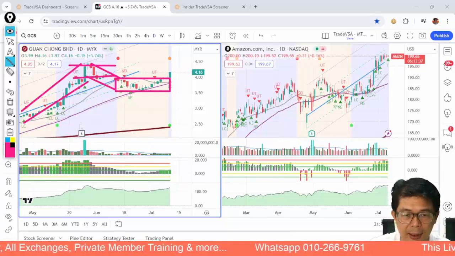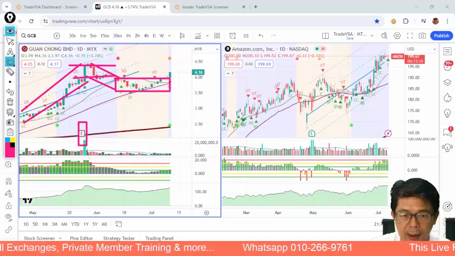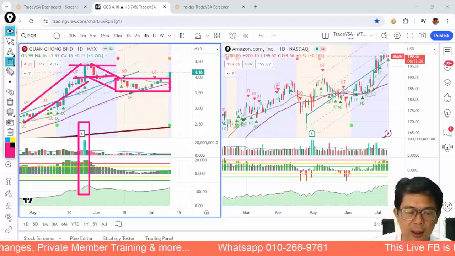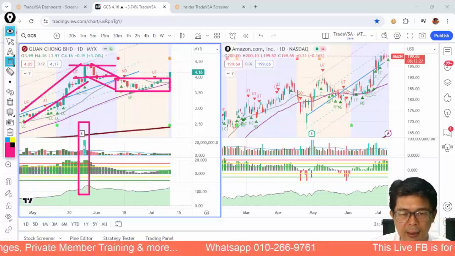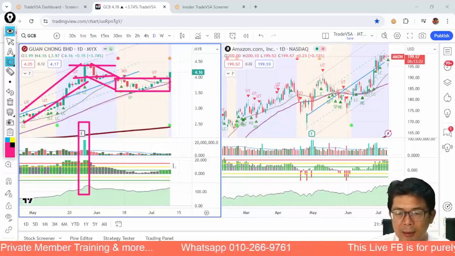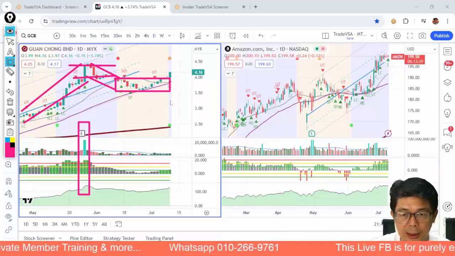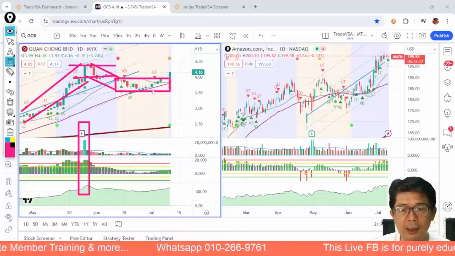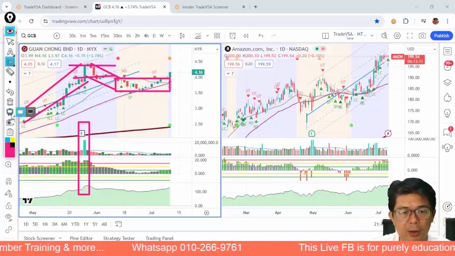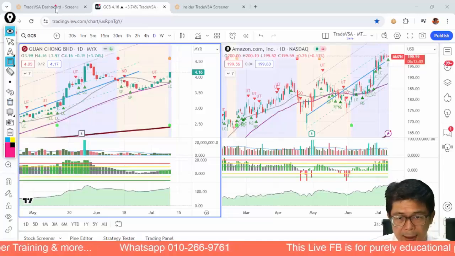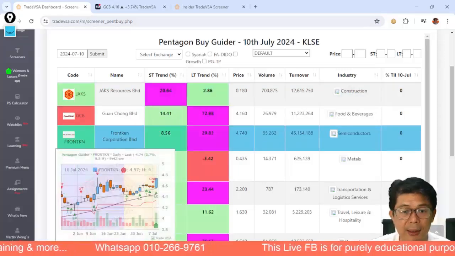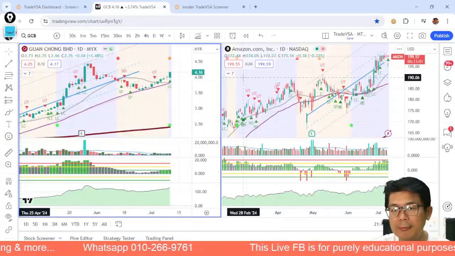You can see every time when you have this climactic volume, just keep in mind, right? When you have this kind of climactic volume that really screams out to you, it's usually a distribution bar here. Okay, a climactic volume usually means distribution, and the market turned back down, and right now the market has a chance to turn upwards. That's a green pentagon in here. So this is not a bad trade, having said that, in the longer term. Okay, so let's look at another one, which is semiconductor. Okay, Frontken. Let's look at Frontken.